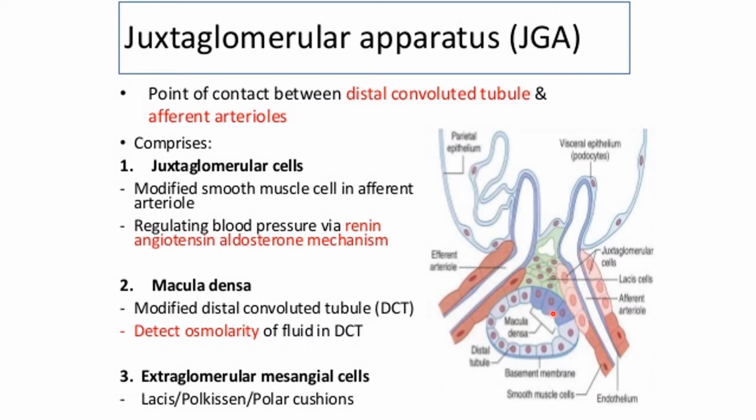The modified cells in the distal convoluted tubules are known as macula densa cells. These macula densa cells detect the osmolarity of fluids in the distal convoluted tubules and regulate your water and electrolyte balance. So this is a very important structure.